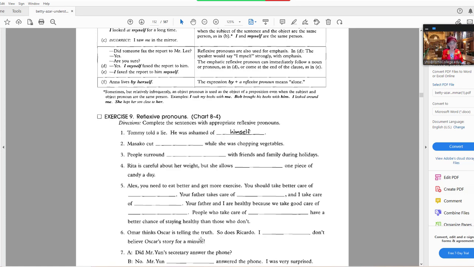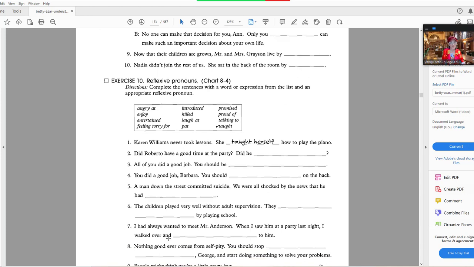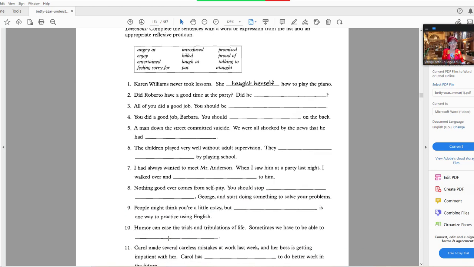Omar thinks Oscar is telling the truth. So does Ricardo. I myself don't believe Oscar's story for a minute. So that's how you would use myself, himself, that kind of stuff.